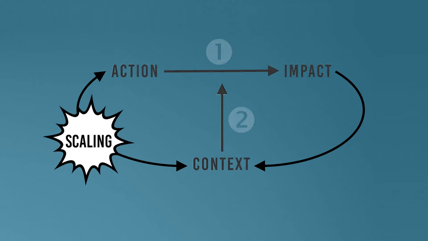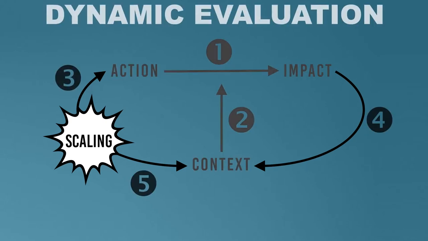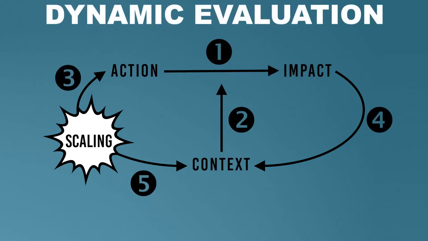In the past, evaluators were focused on two relationships. When scaling, we may need to focus on five. Unfortunately, evaluators may not be well equipped for this.